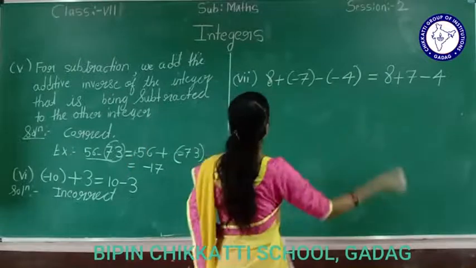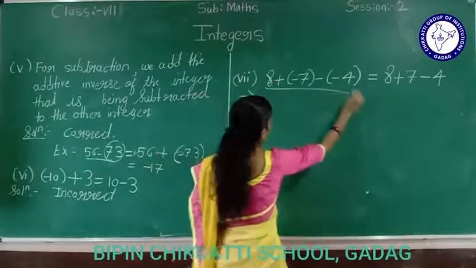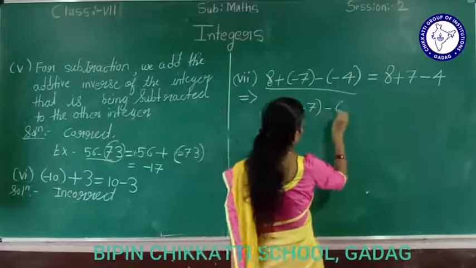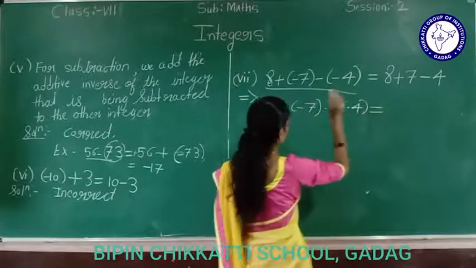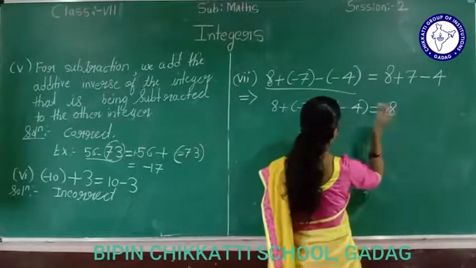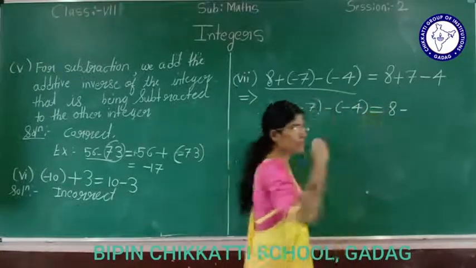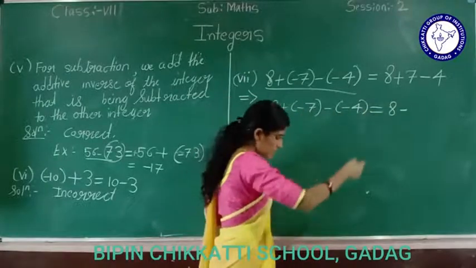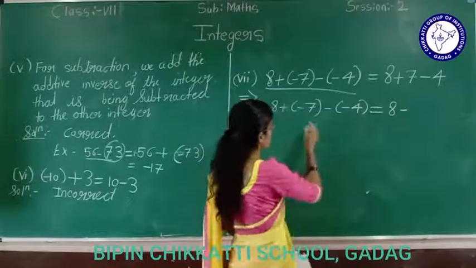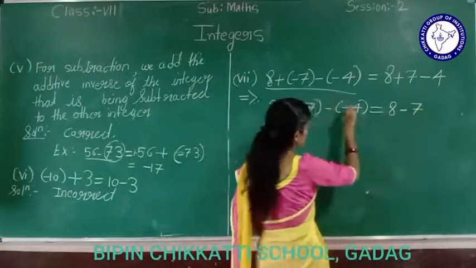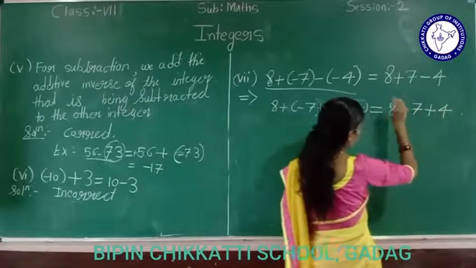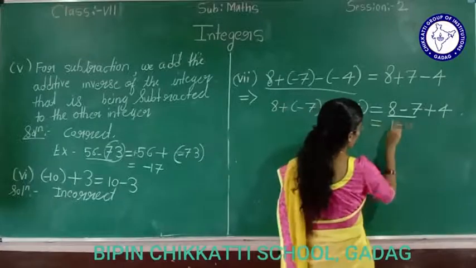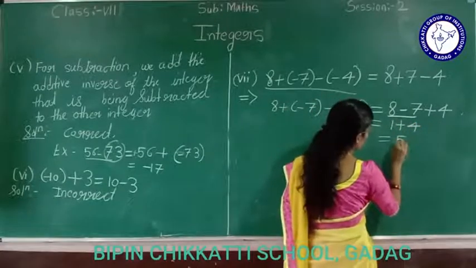Okay, now see. We will solve this: 8 plus minus 7 minus of minus 4. You write 8, plus minus is minus. To remove the bracket, what do we have to do? Whatever I am saying, you give. Plus minus is minus 7, minus minus is plus 4. Now see, what is 8 minus 7? 8 minus 7 is 1. 1 plus 4 is 5. This answer I am getting is 5.